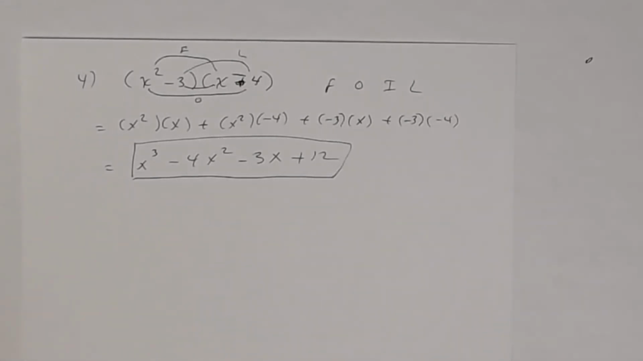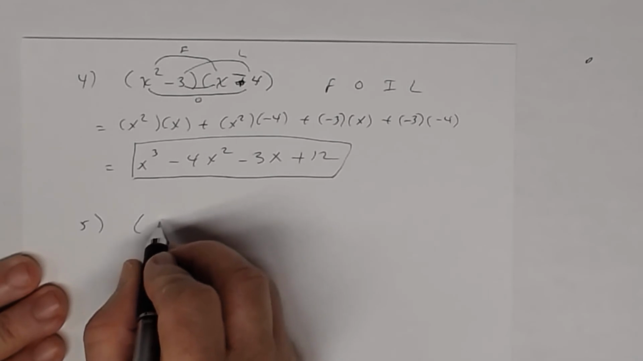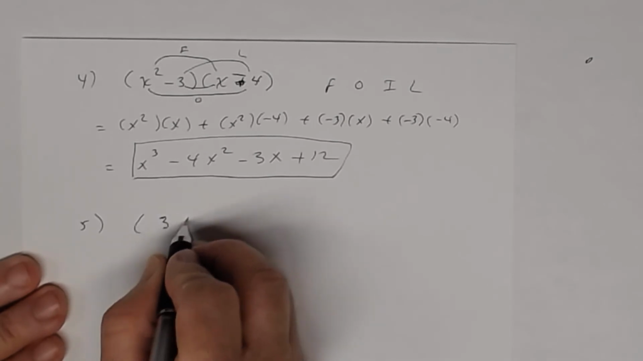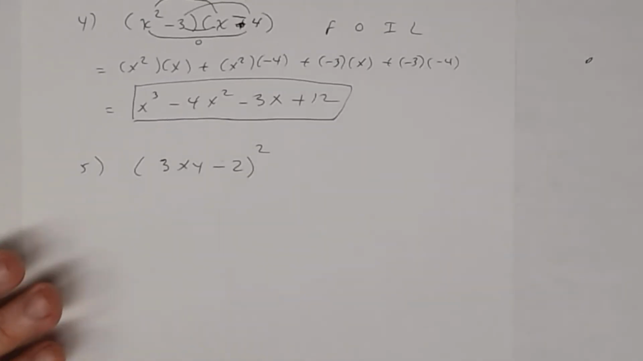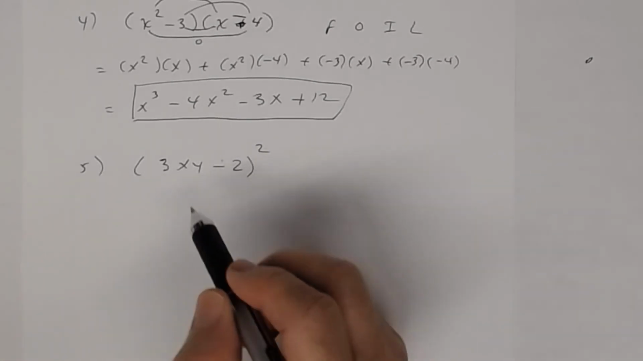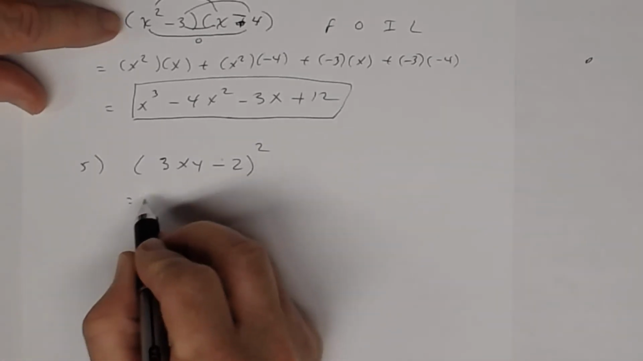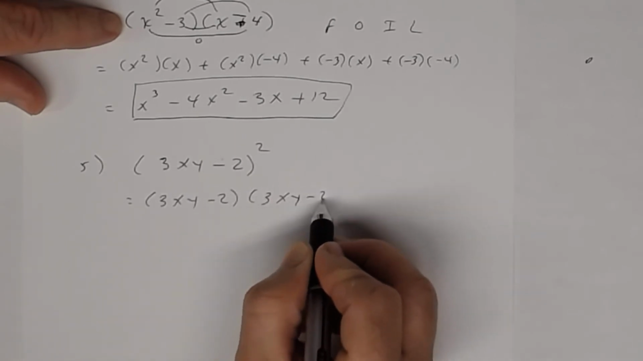Suppose we had this example. Let's do one more with this. Let's suppose we had number 5. We have 3xy minus 2 squared. Just like in a previous lesson, I can think of this as a binomial raised to the second power. That exponent 2 tells me to multiply this by itself twice. So I can rewrite this as 3xy minus 2 times 3xy minus 2.